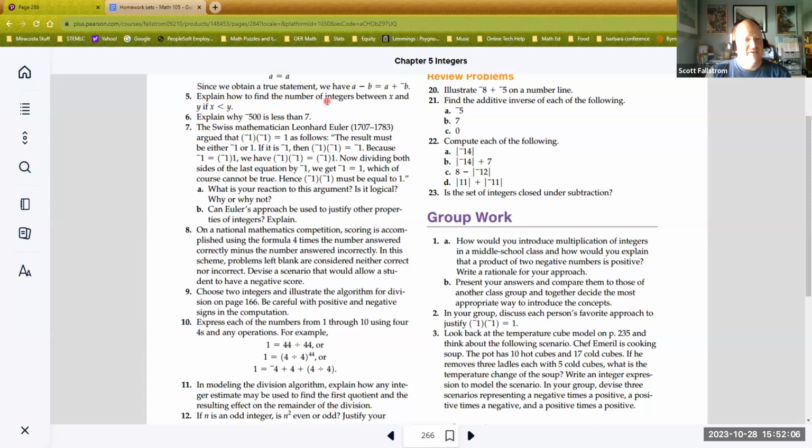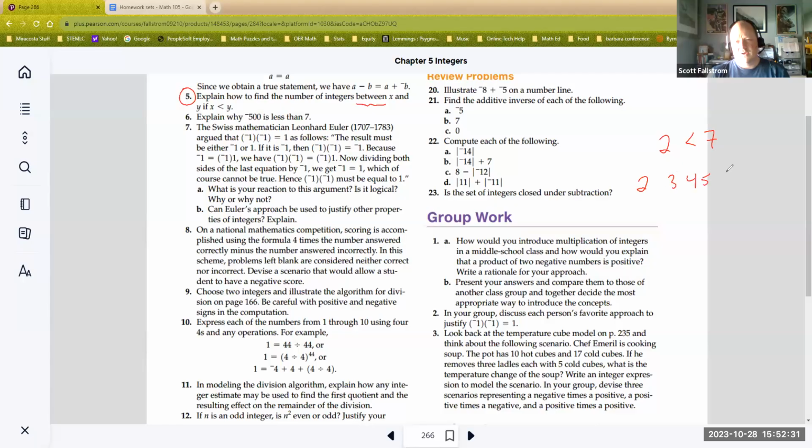How to find the number of integers between x and y if x is less than y? That's a great problem-solving type question. Okay, so again, if you're thinking about it, do it with some numbers. Pick some numbers. Hey, I know that 2 is less than 7, for example, right? And how many integers are between them? So again, if I was looking at this, I'd say 2, 3, 4, 5, 6, 7. Okay, so how many are between them? And I see 4 between them.